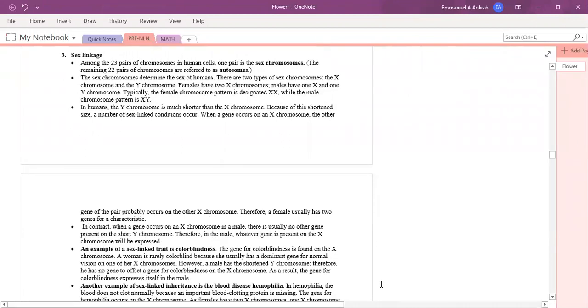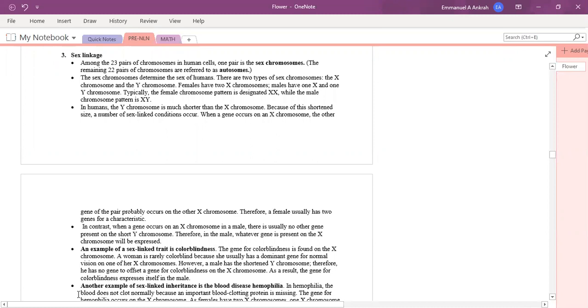Because a woman has XX, usually you have another gene to counteract the other one. In contrast, when a gene occurs on the X chromosome in the male, there's usually no other gene present on the short Y chromosome. Therefore, in the male, whatever gene is present on the X chromosome will be expressed.